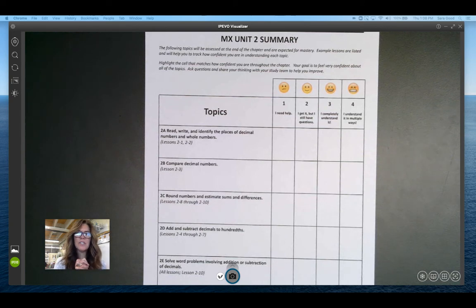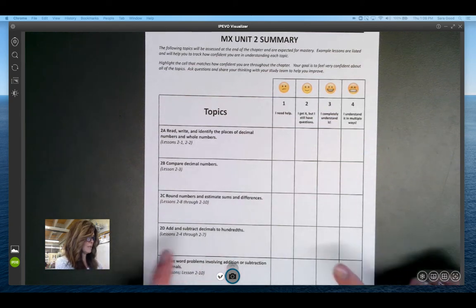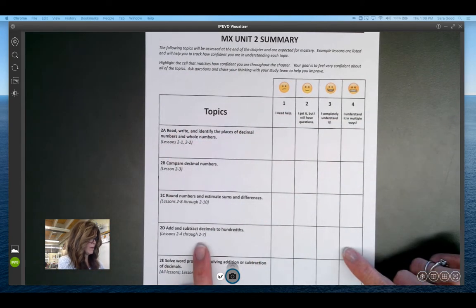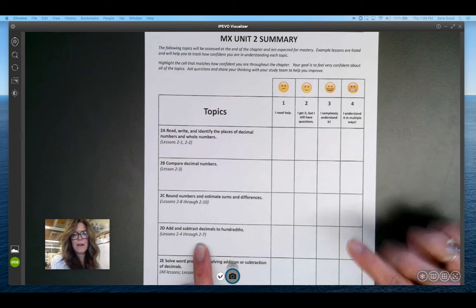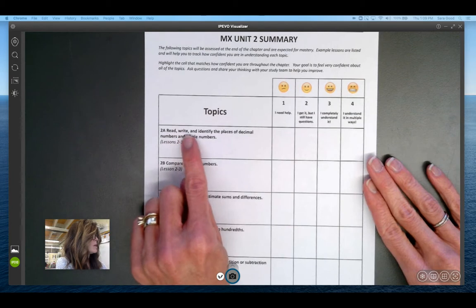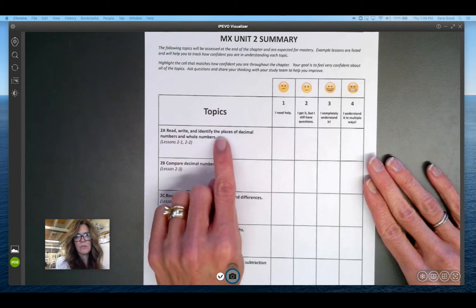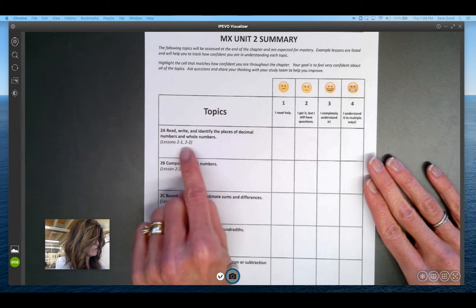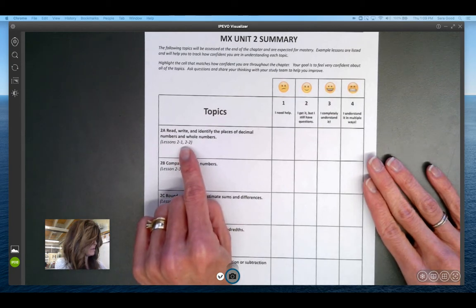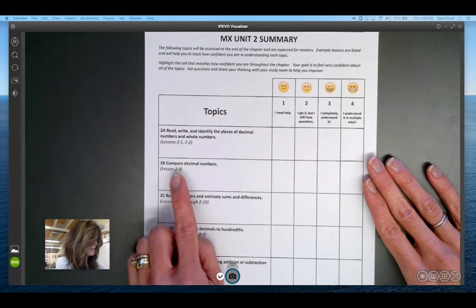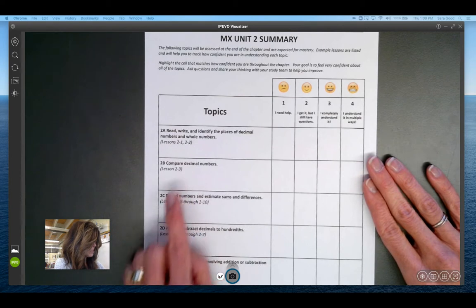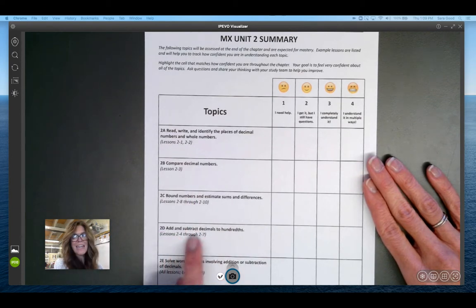Hey there, mathematicians. Today we're going to be talking still about adding and subtracting decimals, like right here. And this is a reminder of all the topics in Unit 2. We have 5 major ones. And we've already practiced reading and writing and identifying those place values in decimal numbers. And that was the first 2 lessons in our book. And then we even compared decimals. There are some videos on that, and that was lesson 2-3. And then we're actually going to skip right down here. We've been adding and subtracting decimals in lessons 2-4 all the way until today, 2-7.